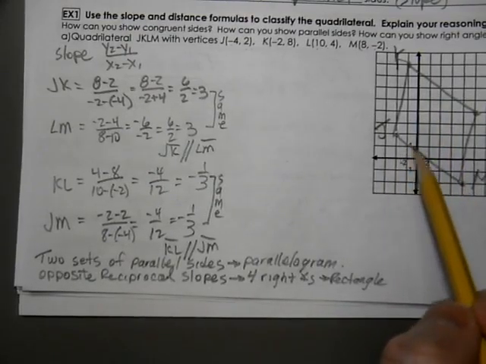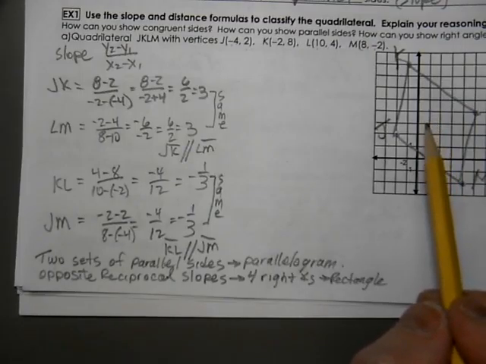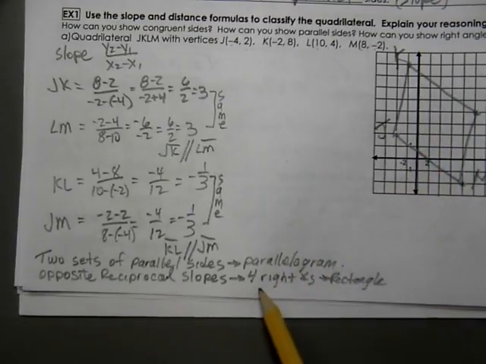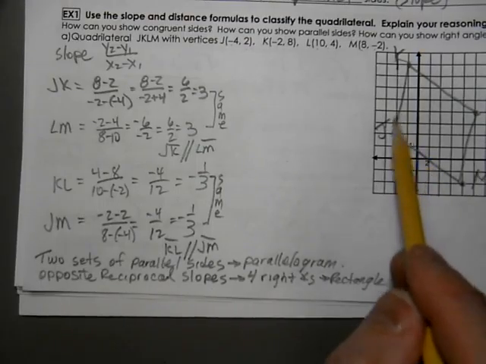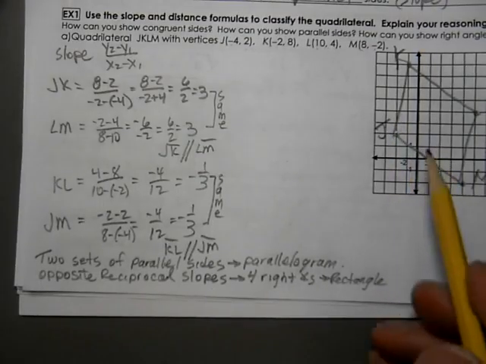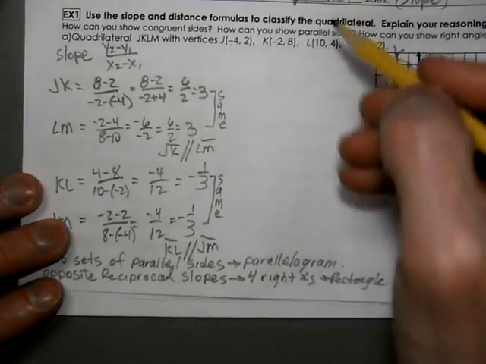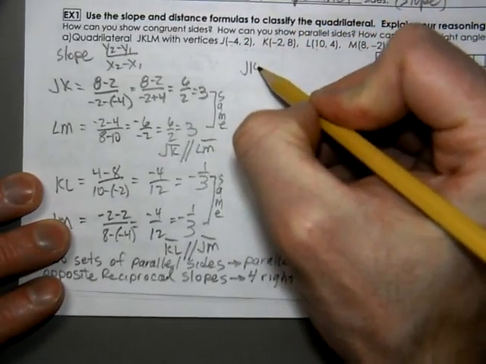So the scale is making the picture look a little bit different. The picture doesn't look like it has 4 right angles, but that's the scale making it look different. So let's look at the distance. So we'll look at JK.